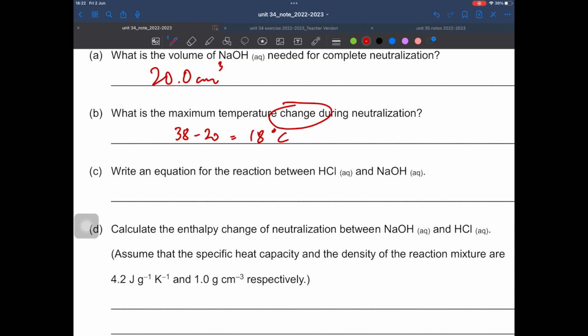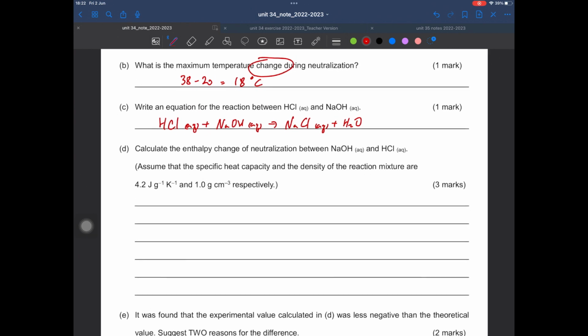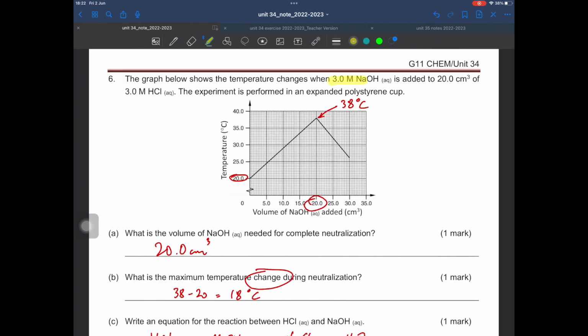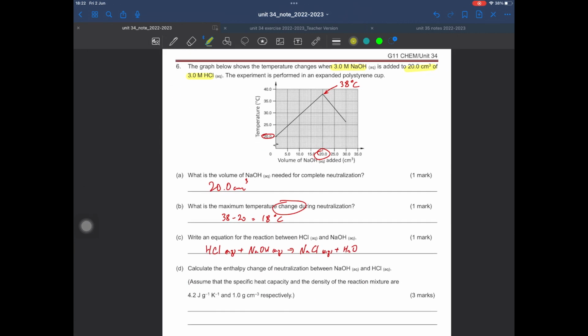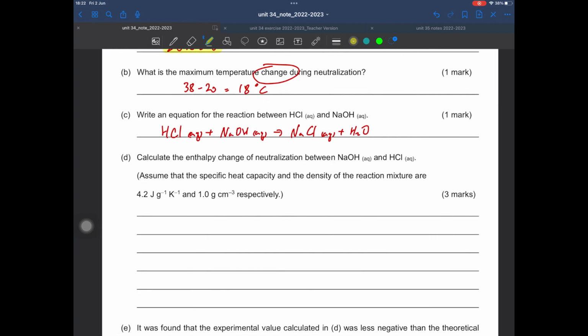C. The equation between sodium hydroxide and HCl, and here is the next one. Find the enthalpy change of neutralization. Now, first, let's highlight some information. The sodium hydroxide is 3 M, same for the HCl, and 20 cm3 is for HCl. So don't forget our answer in question A.